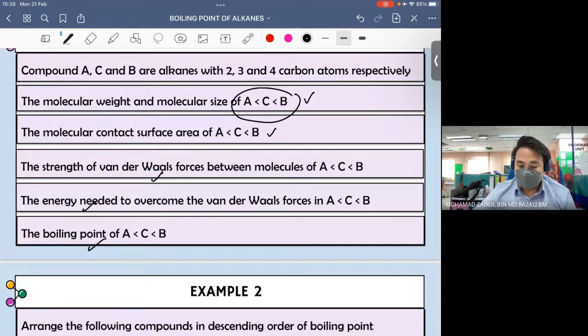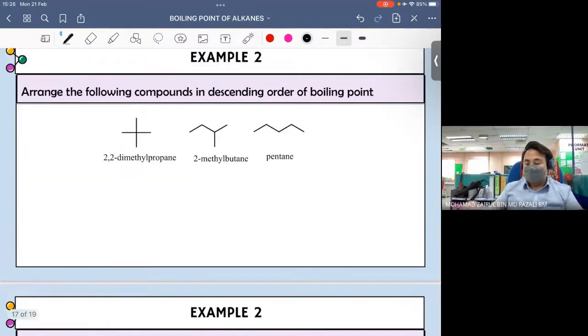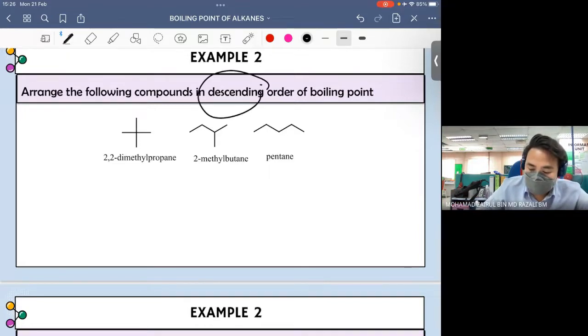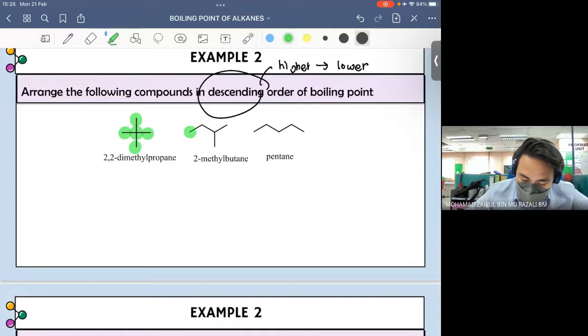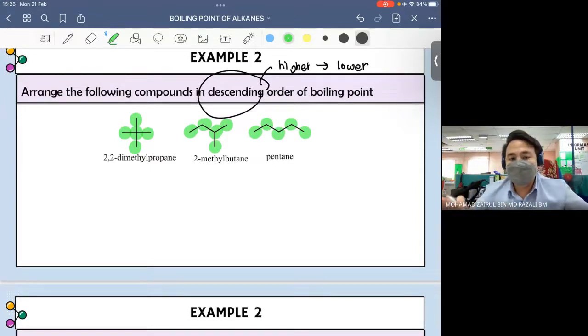Okay, now. So arrange the following compound. Ni example tu Arrange the following compound in descending order of boiling point. Okay, descending order bermaksud from a higher to lower. Okay, so macam saya kata tadi, kita semak dulu dia punya total number of carbon. So 1, 2, 3, 4, 5. 1, 2, 3, 4, 5. 1, 2, 3, 4, 5. Okay, these 3 alkane ni, it have 5 carbon.